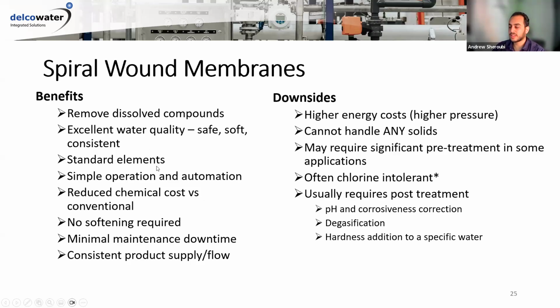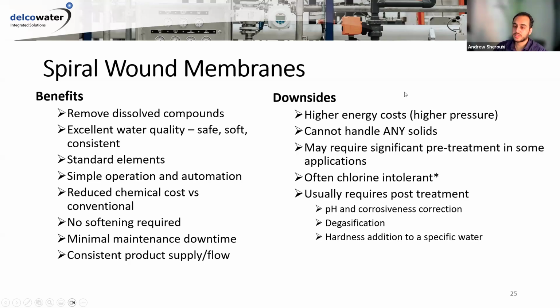And you have standardized elements. This technology has been around for a while. You can get RO membranes and NF membranes from manufacturers in Asia and Europe and all over the place, and they're fairly interchangeable. And their operation is simple. It's a complex system, but the operation is simple because these units are usually quite automated. So they kind of run themselves, but they are more complex systems.